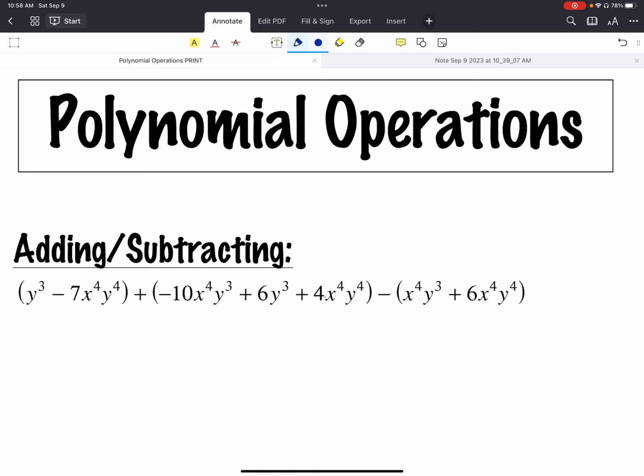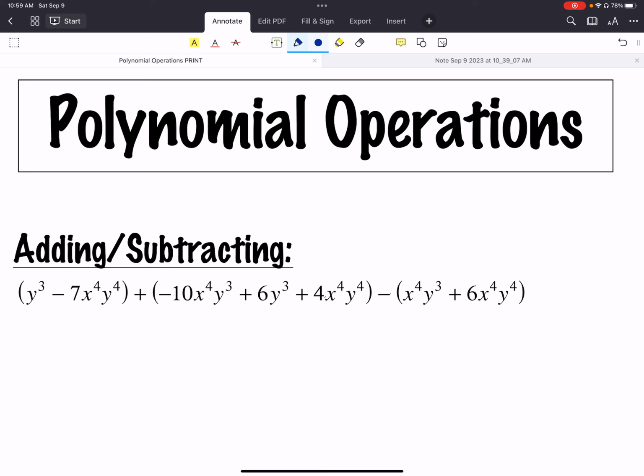Hi guys, today we're going to talk about adding, subtracting, multiplying, and dividing polynomials. So our first one we're going to do is adding and subtracting. So if we look at our first problem, we need to combine like terms.